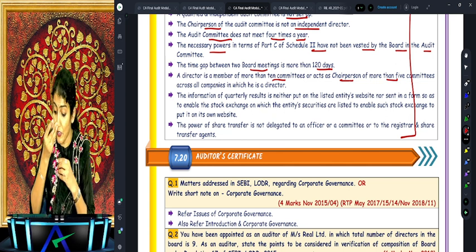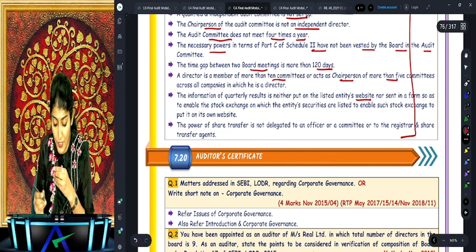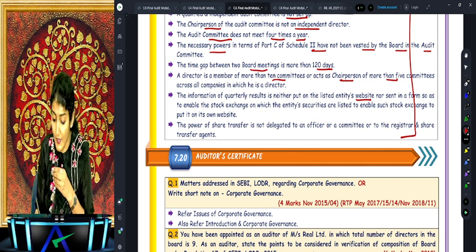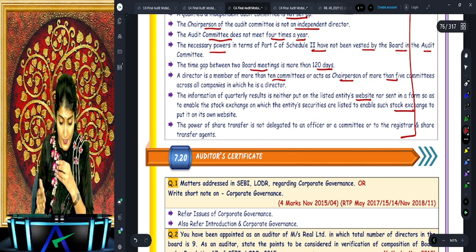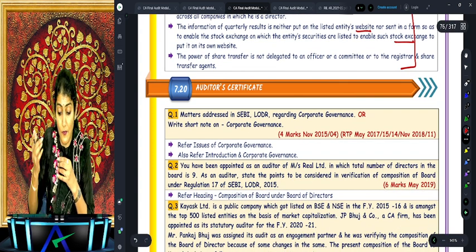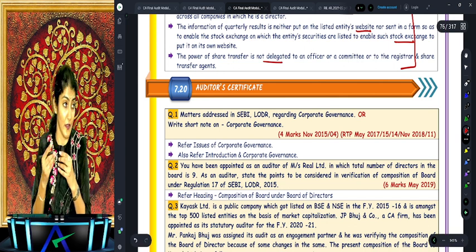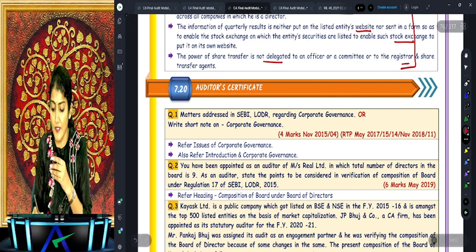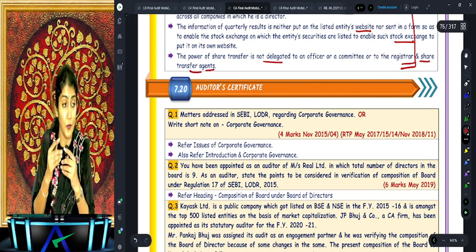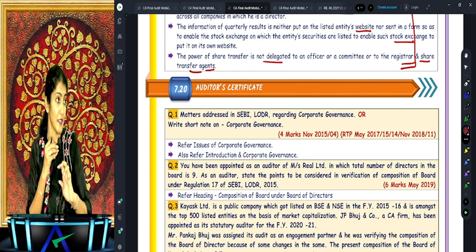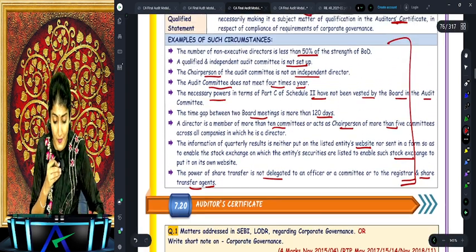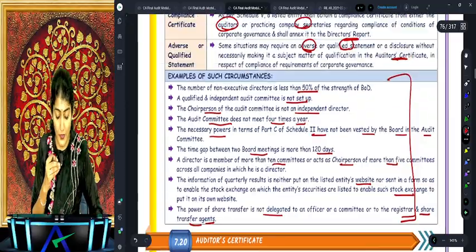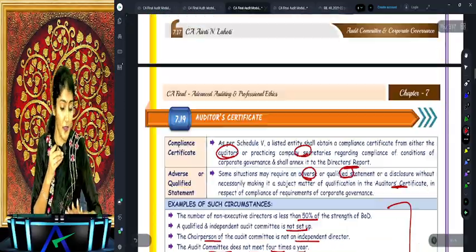The information of the quarterly results has not been posted on the website, or neither has it been submitted to the stock exchange. The power of share transfer is not delegated to an officer. And we said you can delegate to a registrar and share transfer agent, and then you need to visit it at least once in a fortnight. I know. So are you very, very lucky if this question comes in your exam? 100%. And okay, when would it lead to an adverse or a qualified statement?